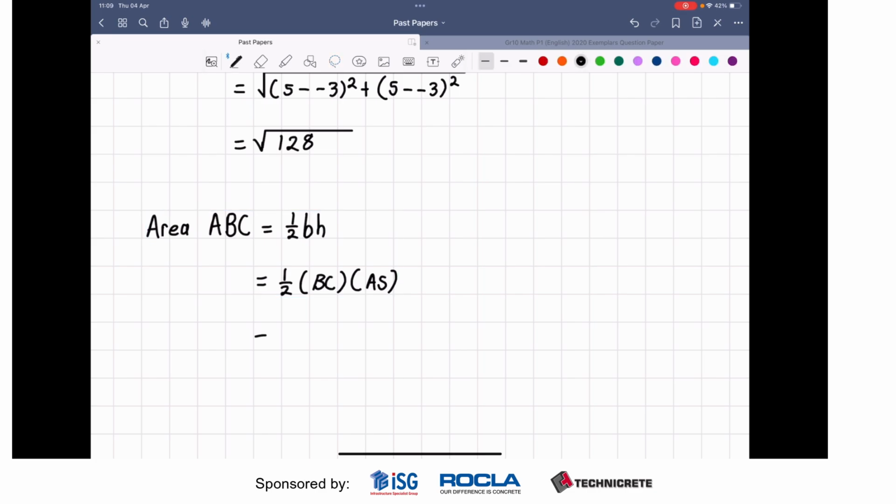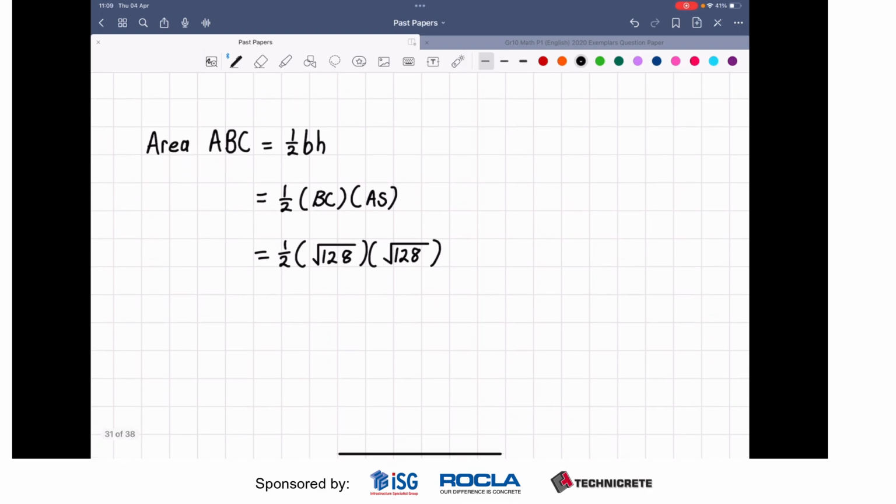And now I can substitute in these values. So I've got half BC. This was also root 128. And this one is root 128. So these square roots times each other is just going to cancel out the square roots. And so I'm just going to have 128 over 2, which is 64. And they didn't give us units, so I'm going to say units squared because we're talking about area.